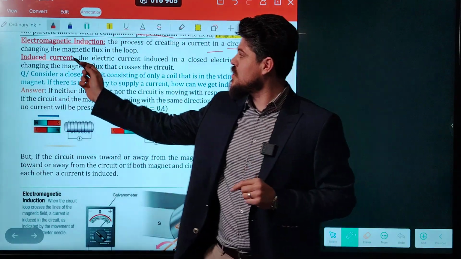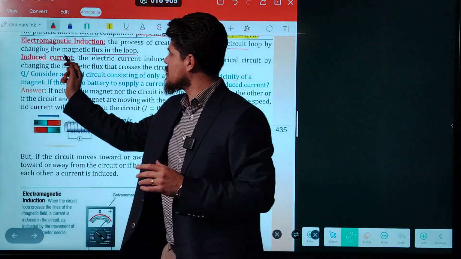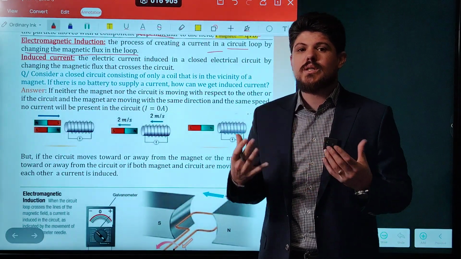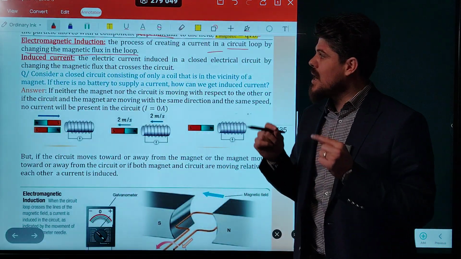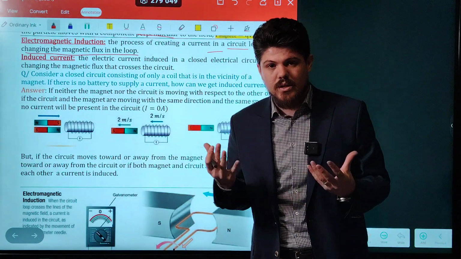By what? By changing the magnetic flux in the loop. So this is very important. Pay close attention. How can we create current in a circuit loop? By changing the magnetic flux in the loop. By changing what? Magnetic flux.